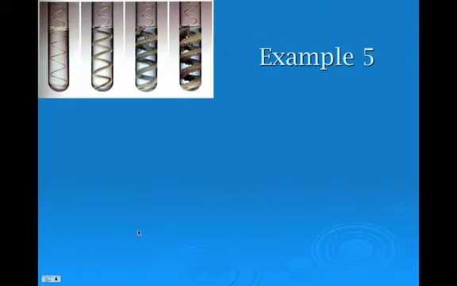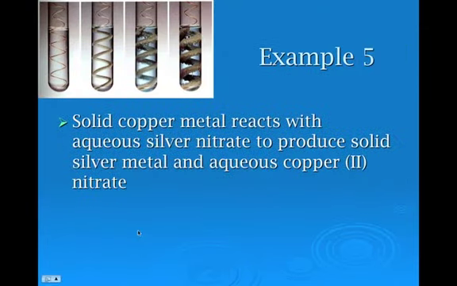Next example. You have solid copper metal. You can see that right in here. Reacts with aqueous silver nitrate to produce solid silver metal, this kind of goopy stuff right here that's growing, that's pure silver, and aqueous copper 2 nitrate. You notice how as the reaction progresses, the liquid color gets more blue. Well, copper ions are blue, and silver ions are clear.